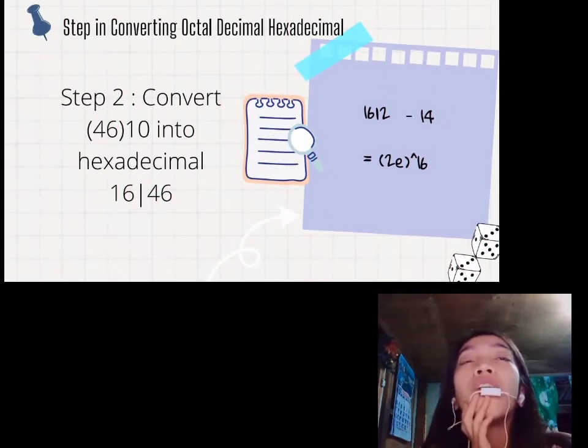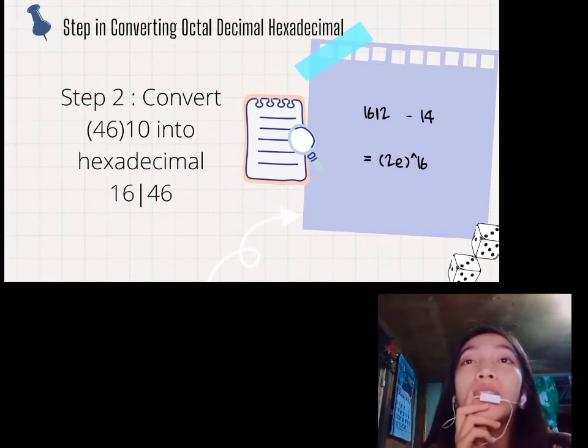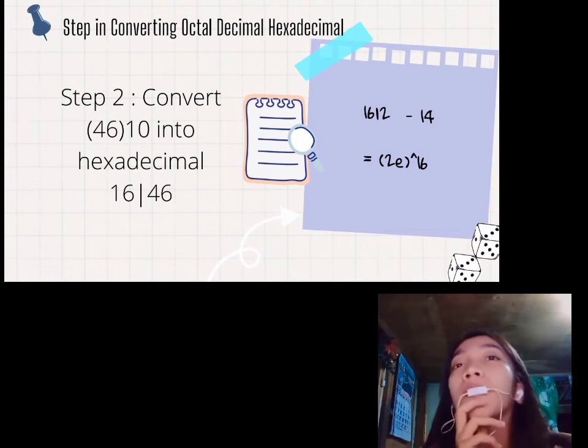Step 2. Converting octal to decimal to hexadecimal. 46 base 10 into hexadecimal. So 16 times 2 is 32, and 46 minus 32 is 14, which is E. So 46 base 10 is equal to 2E base 16. So the answer is 2E base 16.